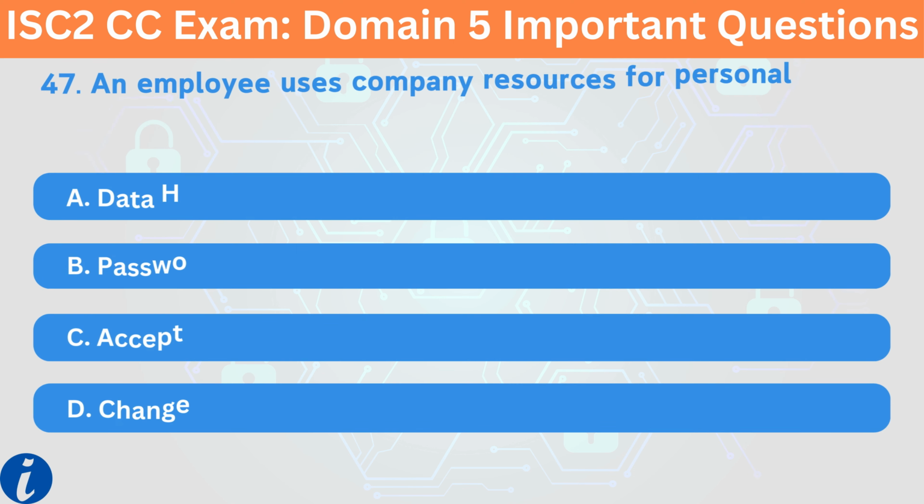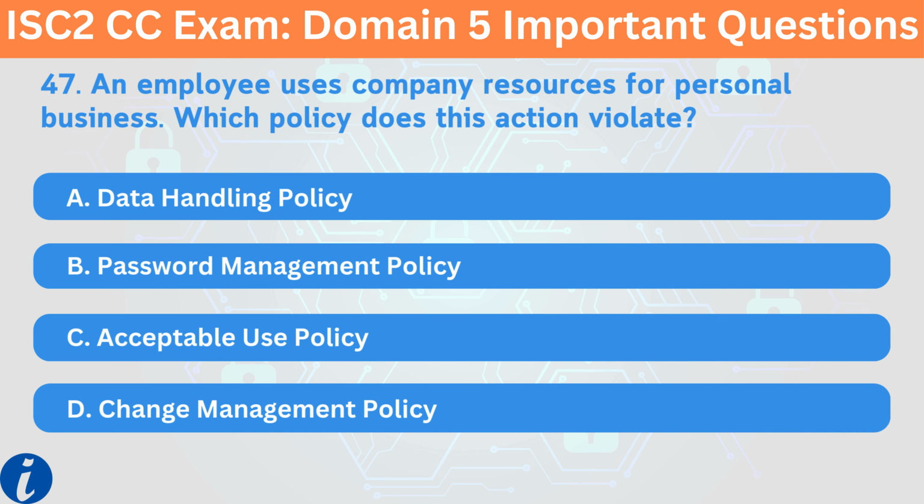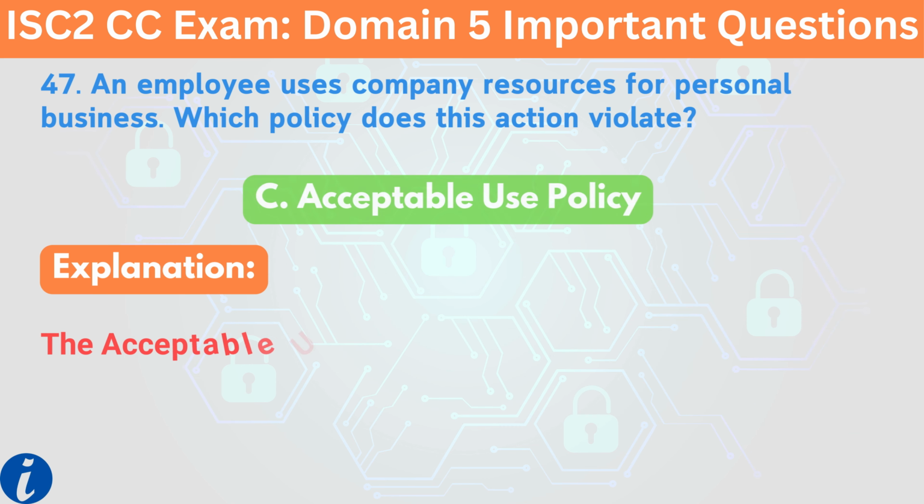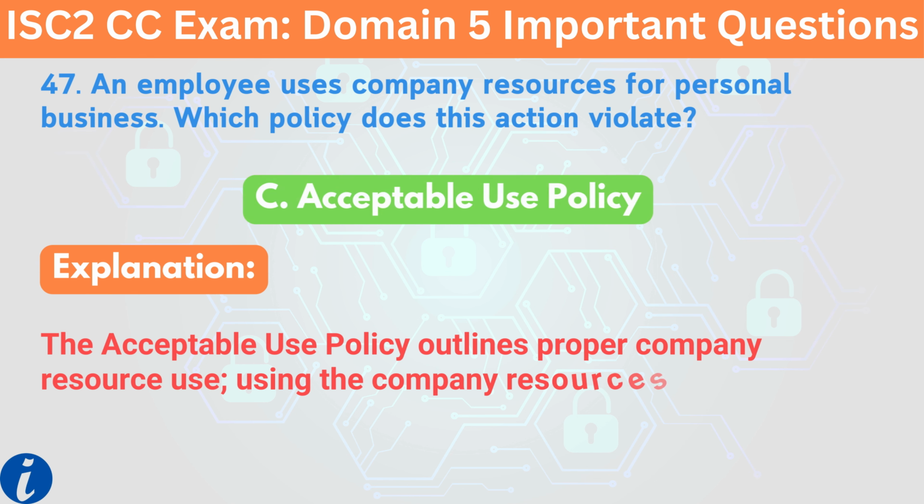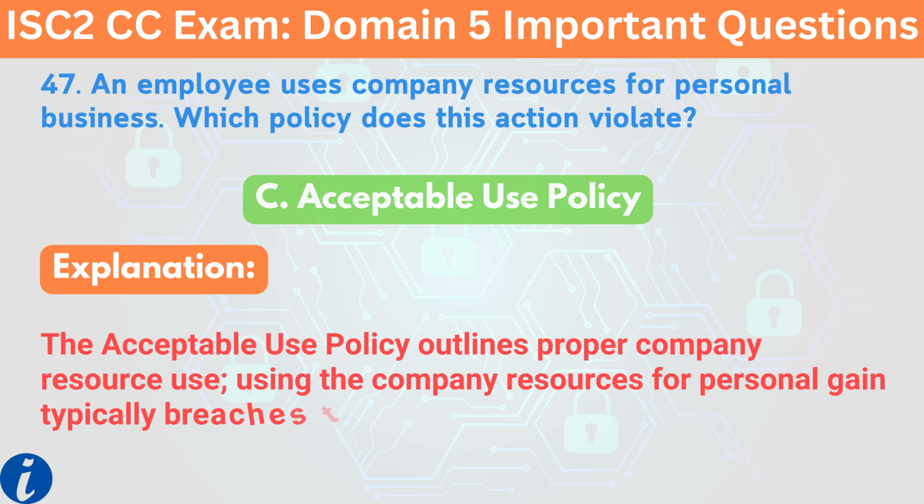47. An employee uses company resources for personal business. Which policy does this action violate? A. Data handling policy. B. Password management policy. C. Acceptable use policy. D. Change management policy. The correct answer is C. Acceptable use policy. Explanation. The acceptable use policy outlines proper company resource use. Using the company resources for personal gain typically breaches this policy.